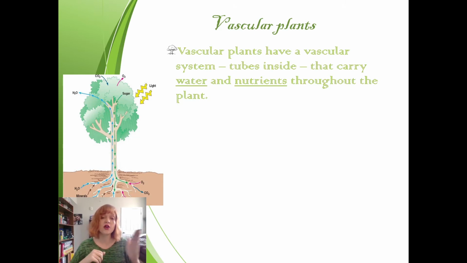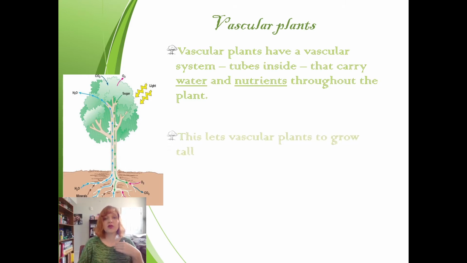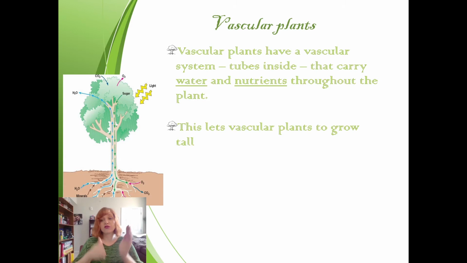So it can carry water throughout the plant so that the leaves can get water to do photosynthesis. And then you can see the sugar in the green arrows, which is our glucose, which is what's produced from our photosynthesis, okay, is then carried in our green arrows down through the plant, throughout the plant, through the stem and the roots, so that all of the plant can have food, okay? So because they have these tubes that can go through the plant, that lets vascular plants grow tall.